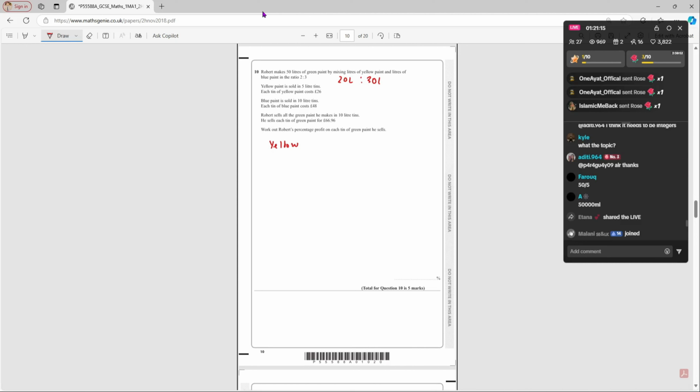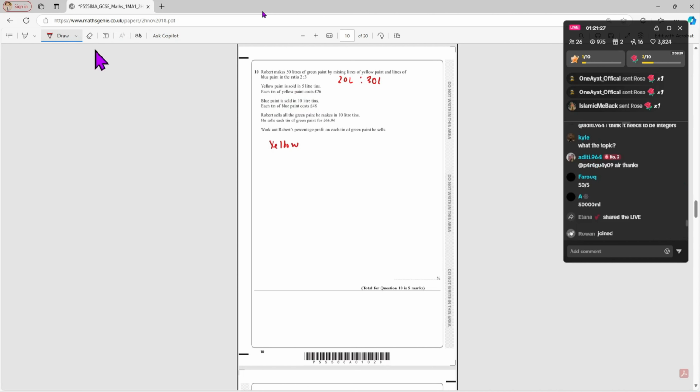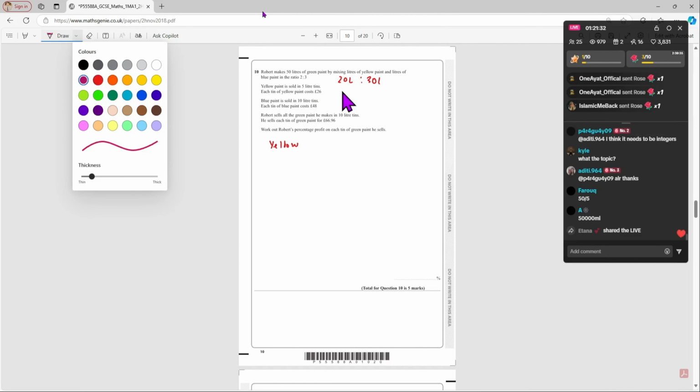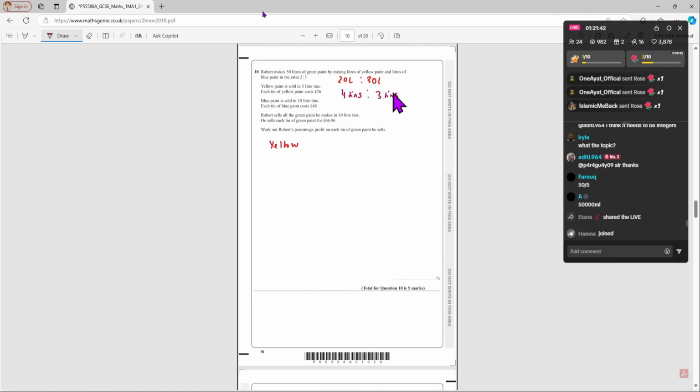But it says over here that yellow paint is sold in 5-liter tins, and each tin of yellow paint costs £26. So we have to do 20 divided by 5 to work out how many tins he needs. 20 divided by 5 gives you 4 tins. You will need 30 divided by 10, which would give you 3 tins.